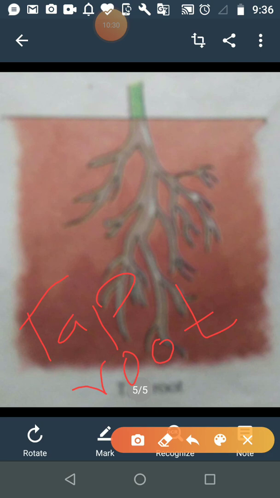See, students, tap root is the main root, and it is the main root which grows from the end of the stem. Is it clear? It is the main root which grows from the end of the stem. And now what happens? Many small roots grow from the main root.